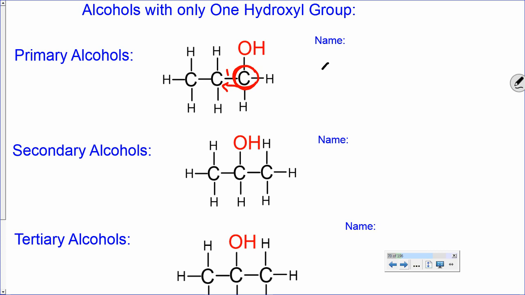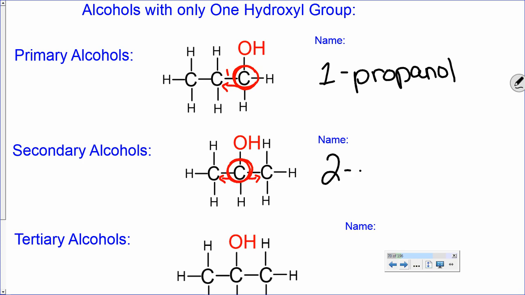So this would just be called 1-propanol. So the naming is pretty much just what you'd see on the periodic table, nothing special there. We can categorize the next one as a secondary alcohol. And this does actually affect the properties that the alcohol has. The carbon that the hydroxyl group is attached to is bonded to two other carbons, thus making this a secondary alcohol. And this would be called 2-propanol. So no real surprises there.